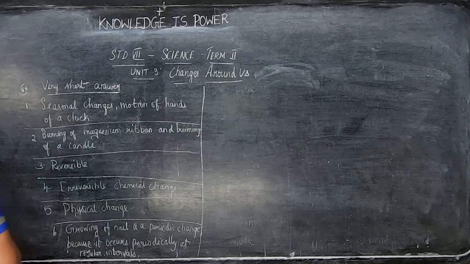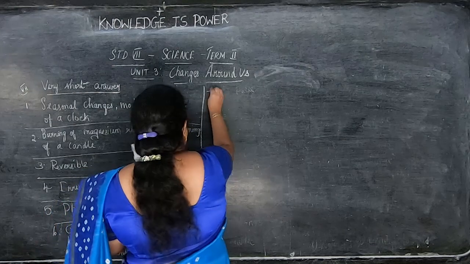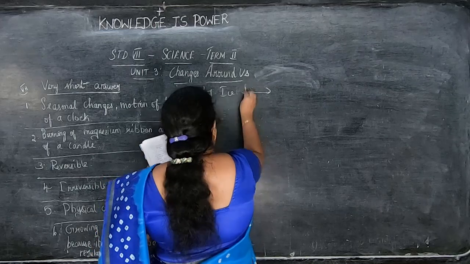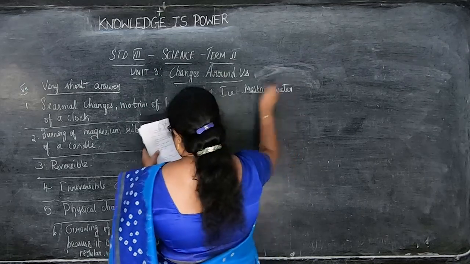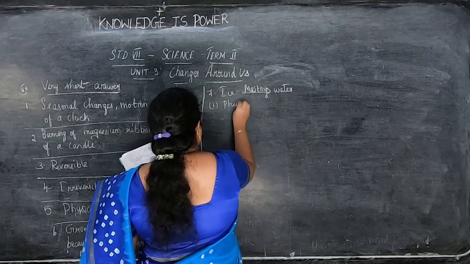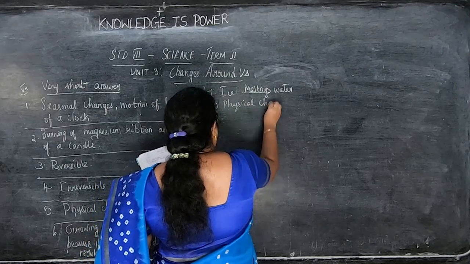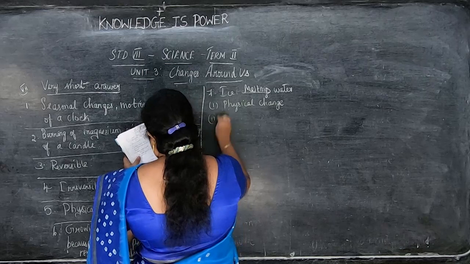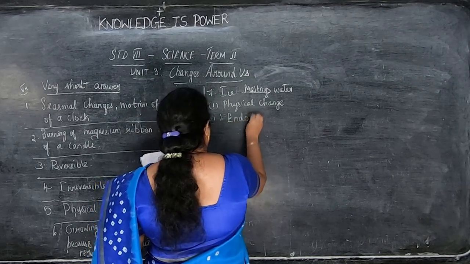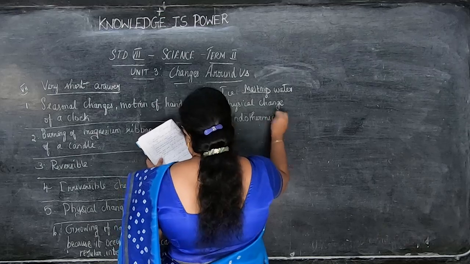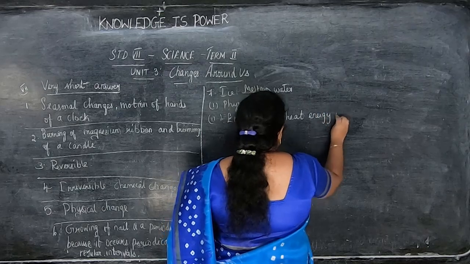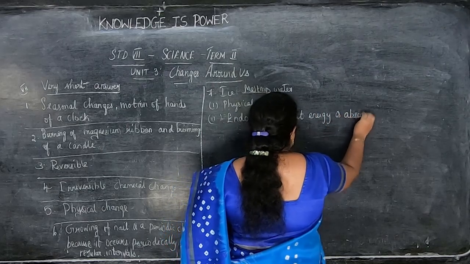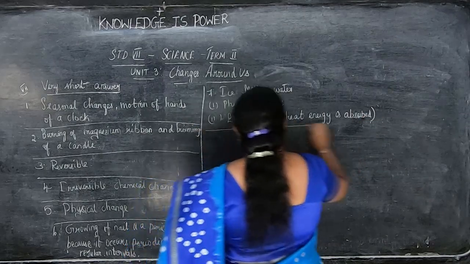Next is seventh one. What type of energy change is associated with ice melting into water? Answer is physical change. Next, second, endothermic. Heat energy is absorbed.